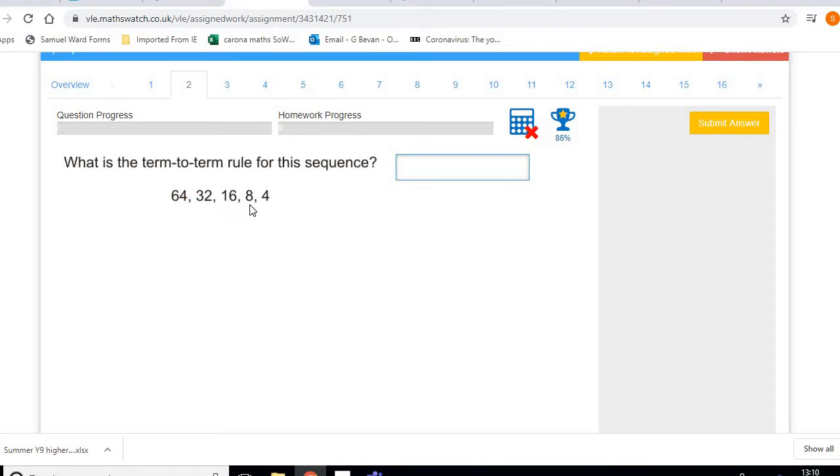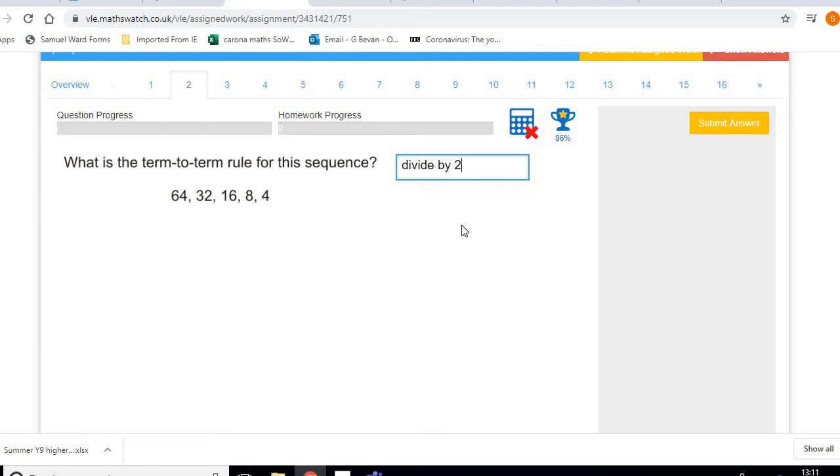So if we start with the easier numbers, to get from 8 to 4, we divide by 2. To get from 16 to 8, we also divide by 2. Again, then you might want to use your calculator to check this. To get from 32 to 16, yes, we divide by 2. So it looks as though the term-to-term rule for this sequence is to divide by 2.